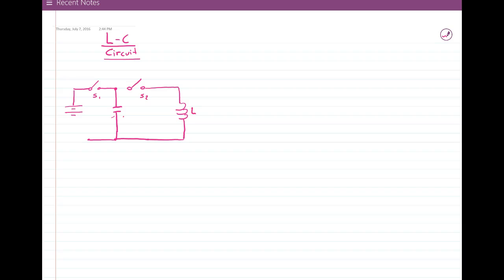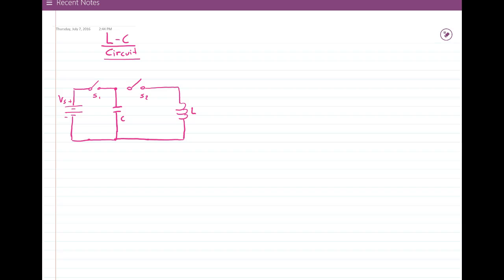Well, that's what this section is about. What's going to happen is pretty cool. First of all, before you close, you open S1 and you're about to close S2. Where's all the energy in the circuit? Disregard the battery. In the electric field between the plates of the capacitor, right?